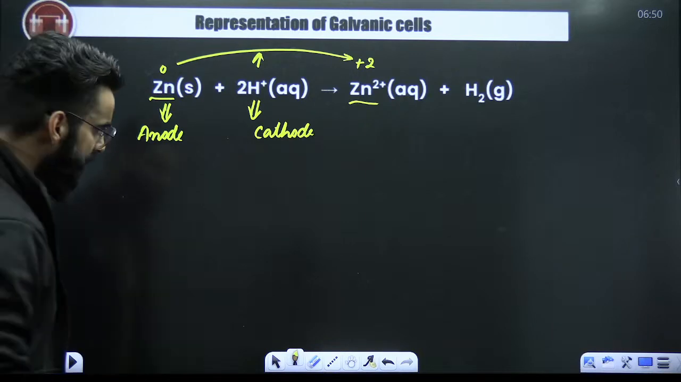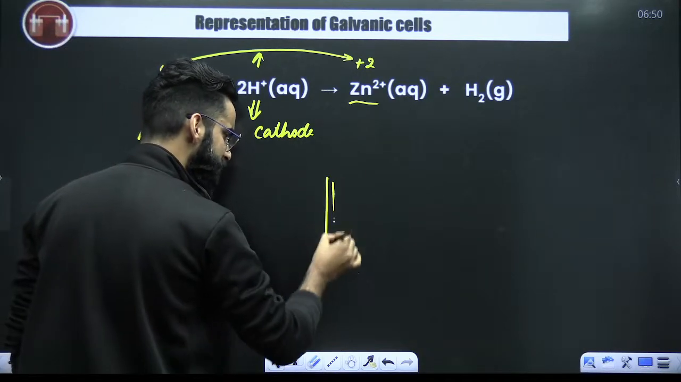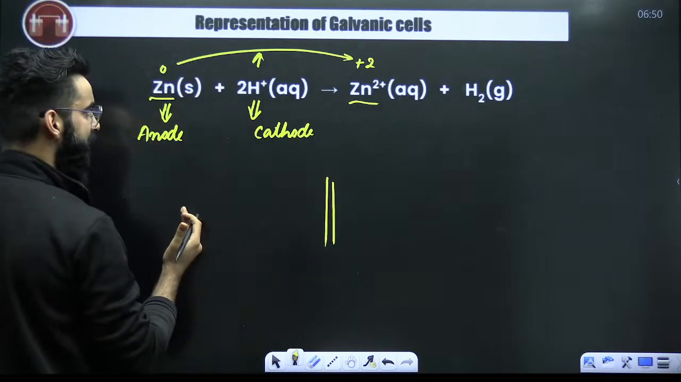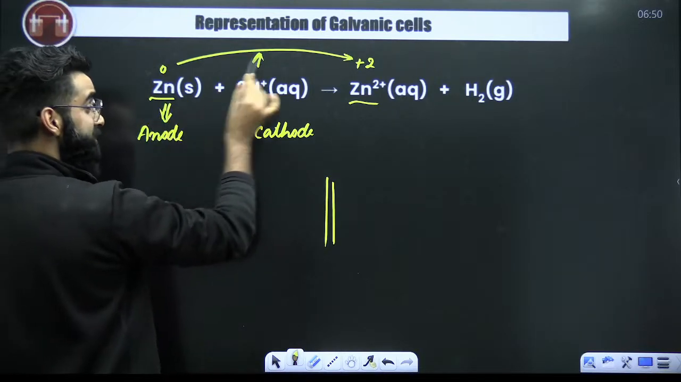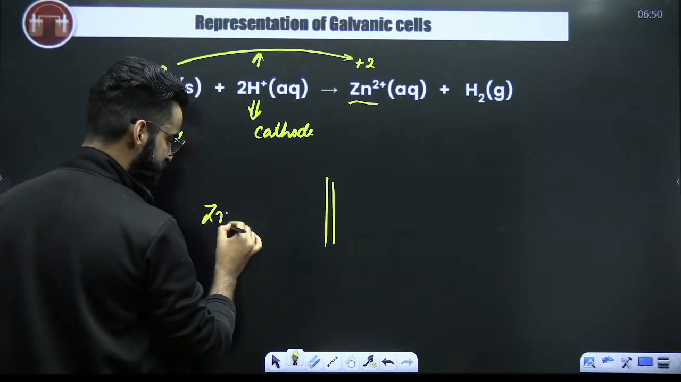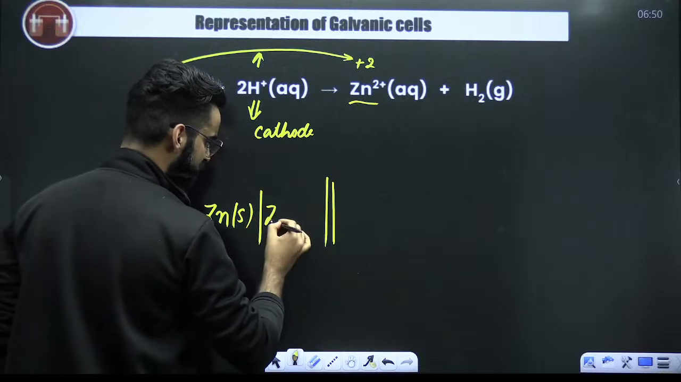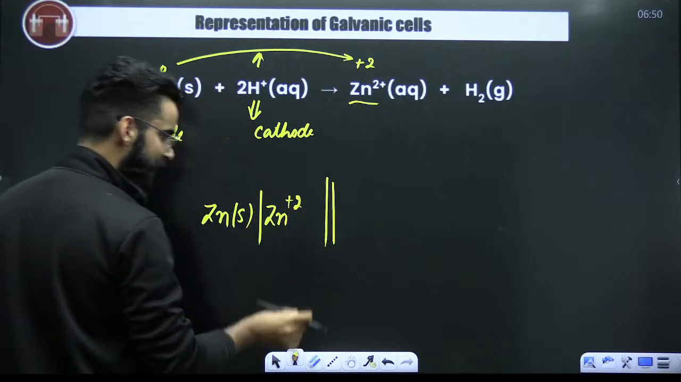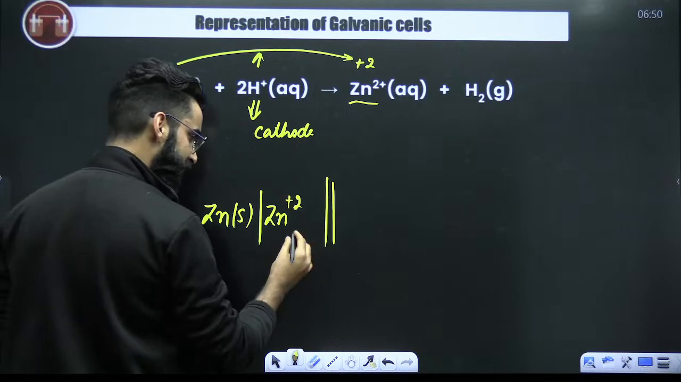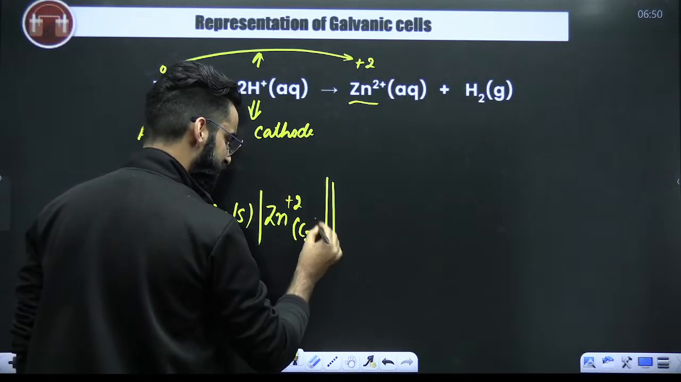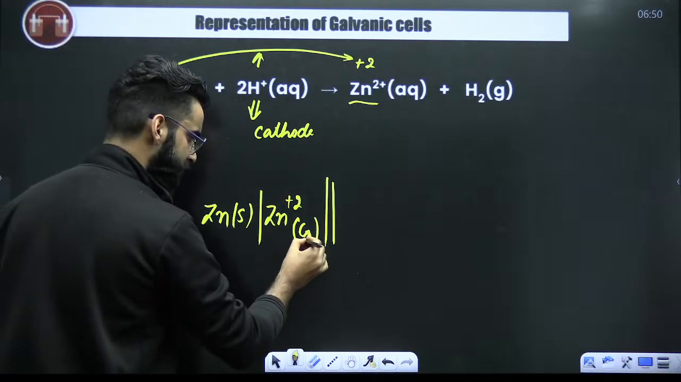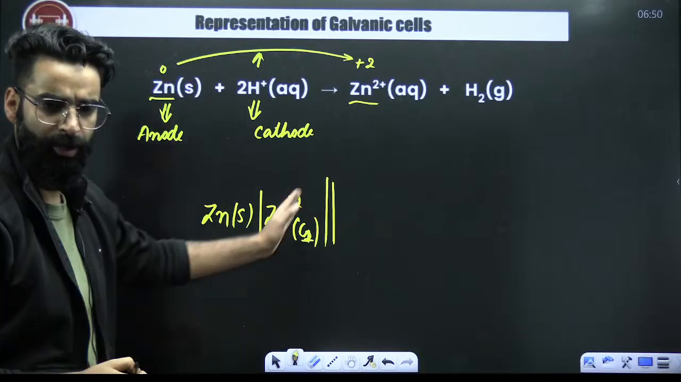Perfect. Now people, use the two lines as a salt bridge. On the left side, you'll be writing the anode. At anode, zinc is getting converted into zinc dipositive. So zinc solid at anode is getting converted into zinc dipositive, and this zinc dipositive enters into the left chamber in which the concentration of zinc dipositive is, for example, C1 molar. Right?